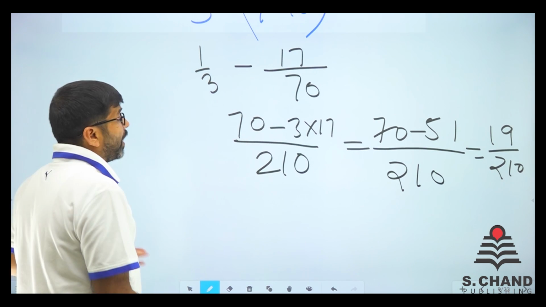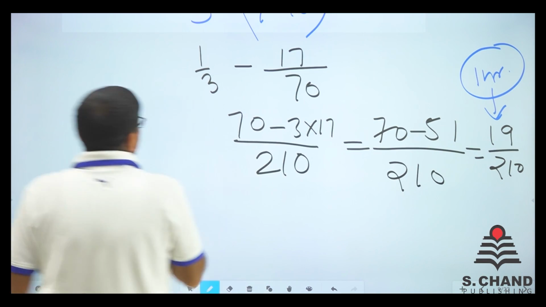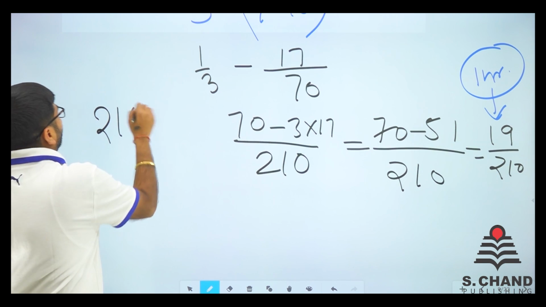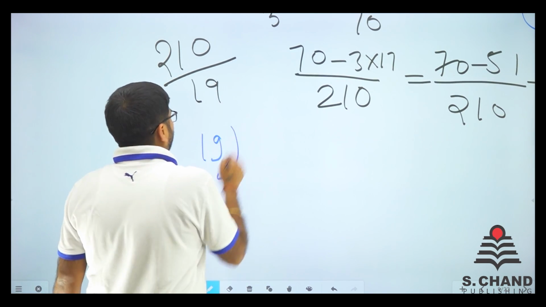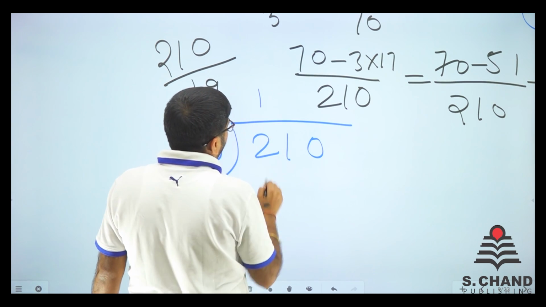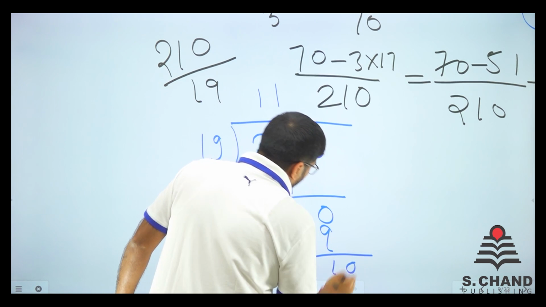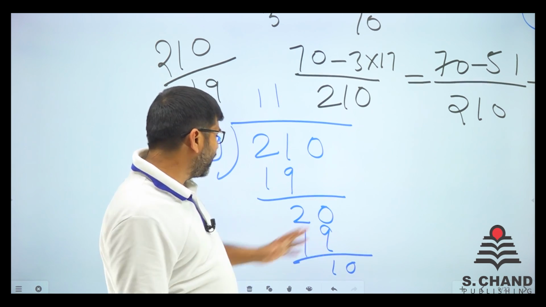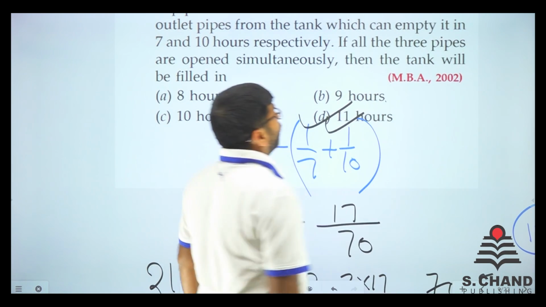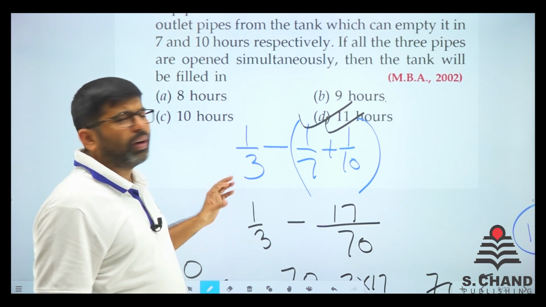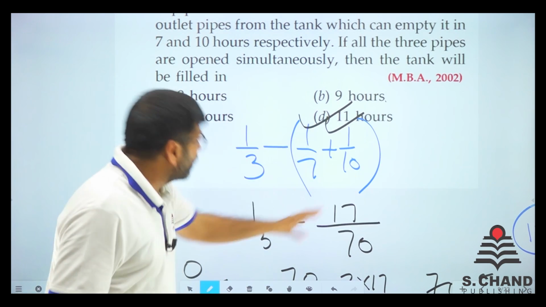Now this is the part filled in 1 hour. If it is filled in 1 hour, how many hours will it take? Just reverse this. So the answer is 210 divided by 19. Now we need to calculate the exact hours. So 19 into 10 is 190, we get a remainder of 20, and 19 goes in one more time. So it is approximately 11 hours. Is there any option like 11 hours? In approximately 11 hours the tank will be filled. So I did the simple calculation; you need not do each and every heavy calculation. Just understand the question, understand the thing, and you are there.